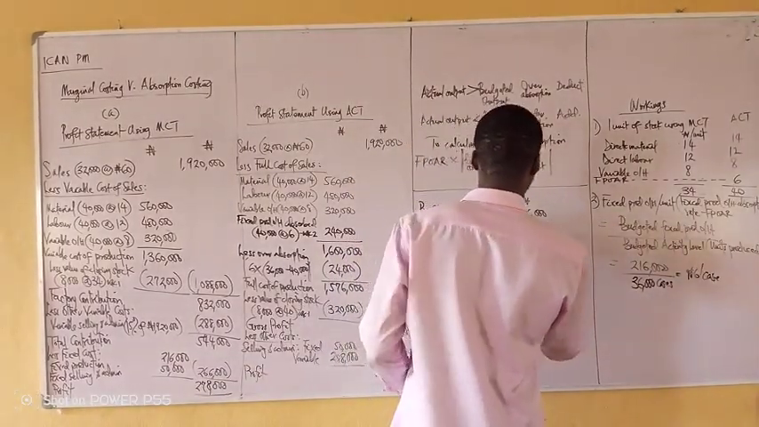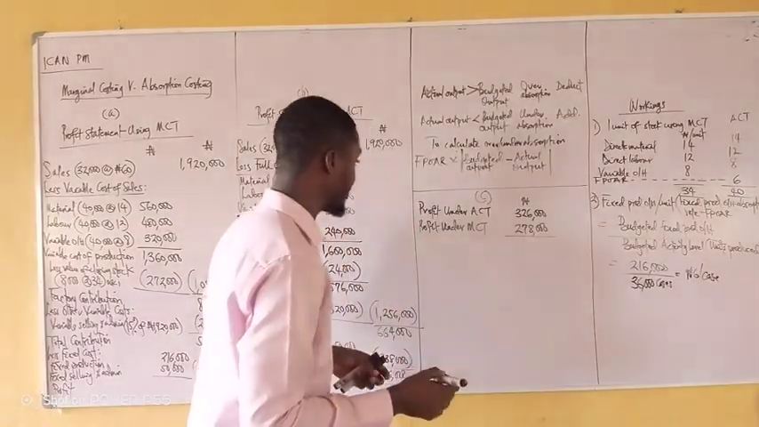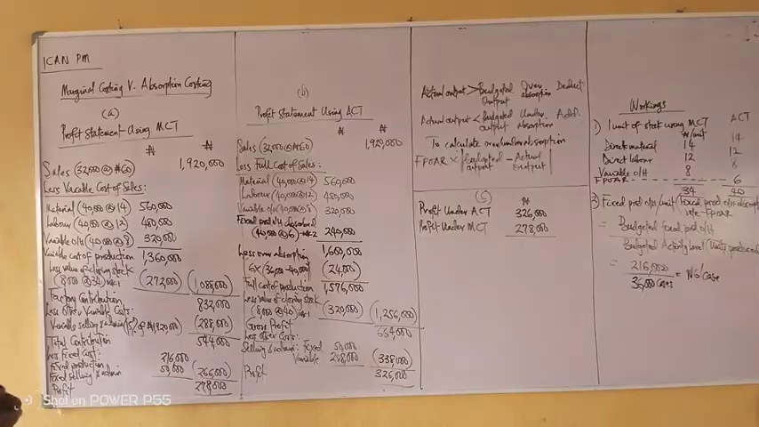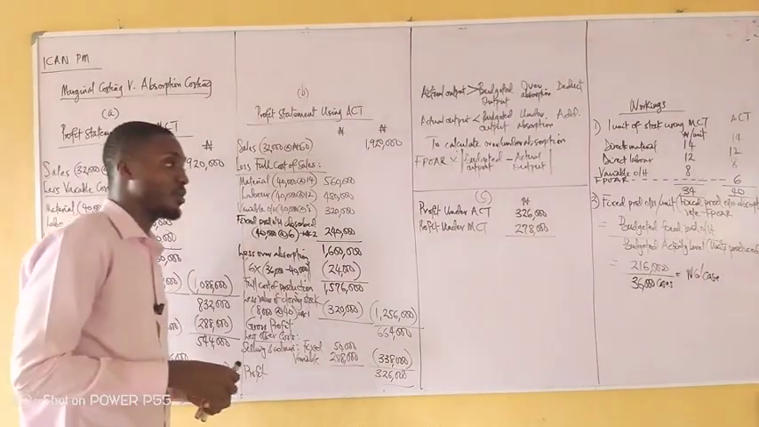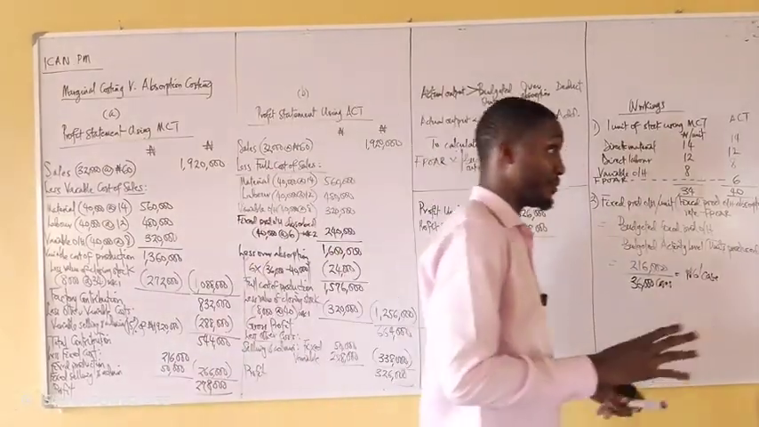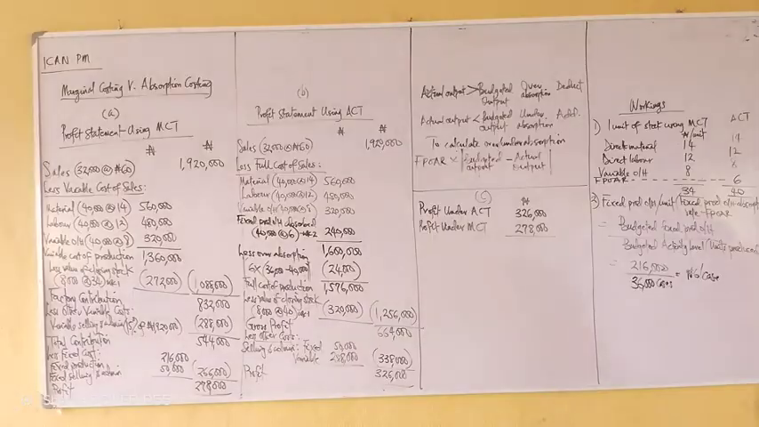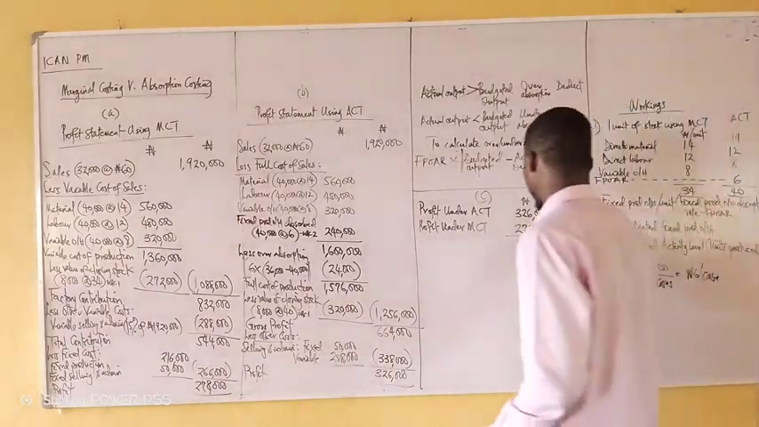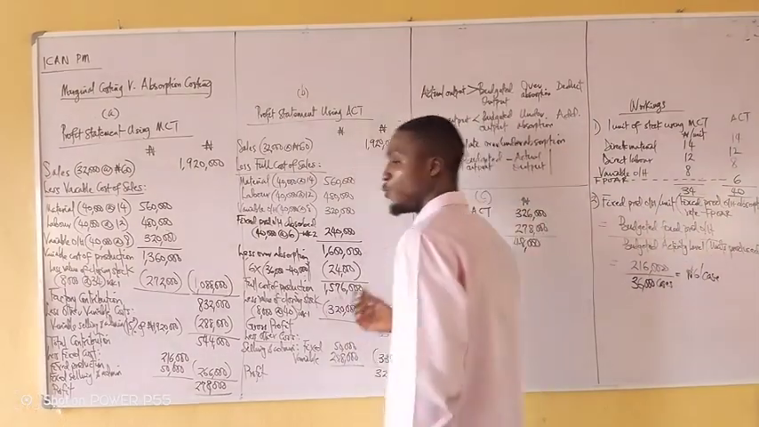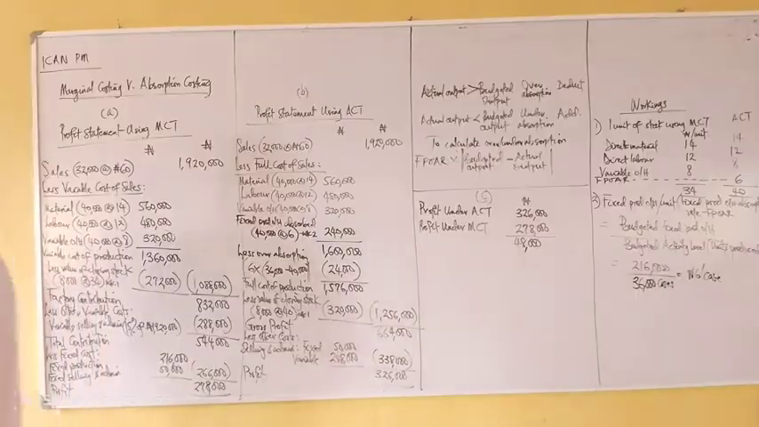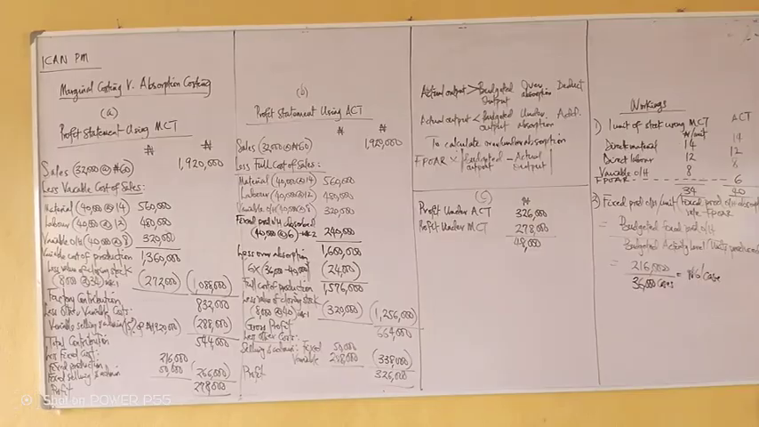So what is the difference first? 326 minus 278. 278. Okay. 48,000. Now, commenting on the difference is saying why are they different? What in the two calculations caused this difference? Let me see if you are paying attention. What in both profit statements caused this difference?